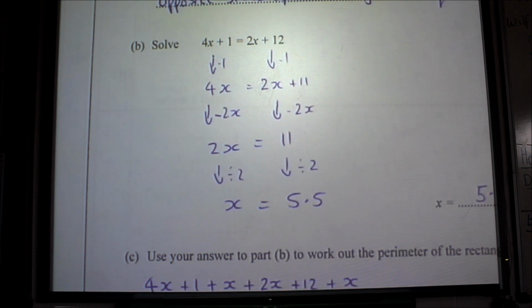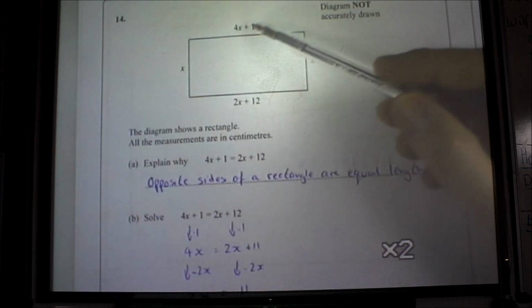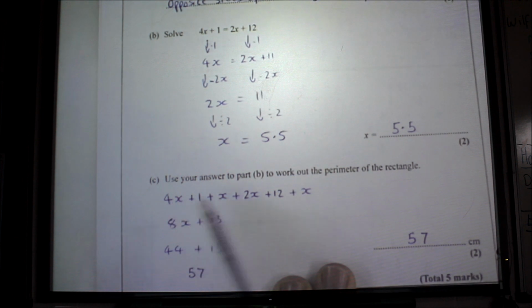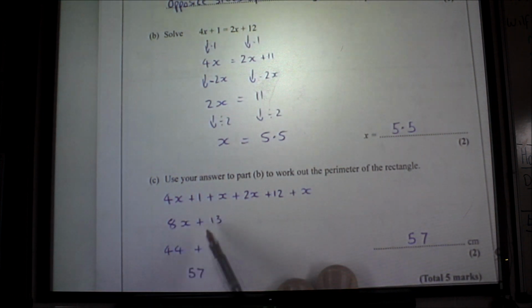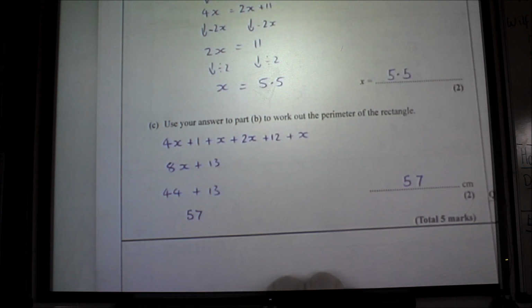Use your answer to part B to work out the perimeter. The whole perimeter is when you add them all up. So this is what I've done. It's 4x add 1, add x, add 2x, add 12, add x. I've written that all the way along there. Simplified it, so 8x add 13. 8 times 5.5 is 44, so 44 add 13 is 57 centimetres. So that is the perimeter.